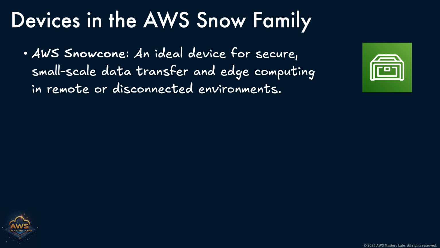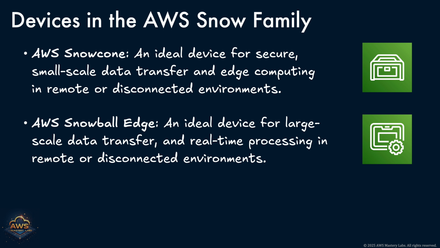Let's start with the smallest and most portable member of the Snow family, the AWS Snowcone. Designed for edge computing and lightweight data transfer tasks, the Snowcone is a rugged, compact device that fits in a backpack and weighs just under 5 pounds. Despite its small size, it delivers powerful capabilities for disconnected or bandwidth-constrained environments. One of the standout features is its flexible data transfer options. You can physically ship the device back to AWS for offline data transfer, or use AWS DataSync over Wi-Fi or wired connections for online sync when connectivity allows.